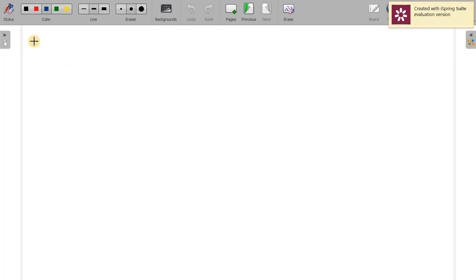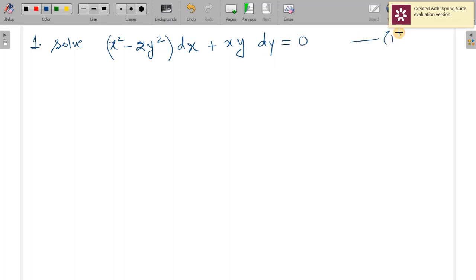So first one, solve. When the question says solve, that means it's the same as saying find the unknown in the differential equation. Solve (x² − 2y²) dx + xy dy = 0. Let me consider this as 1. So let me now discuss the solution for this.